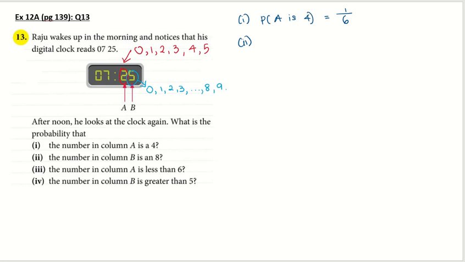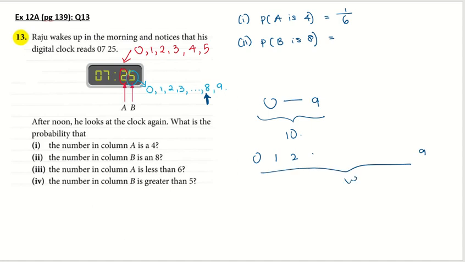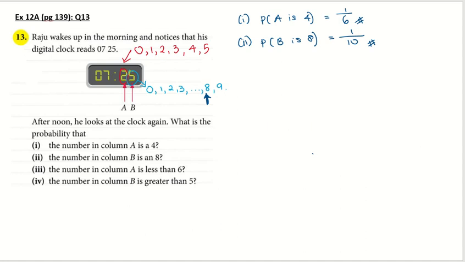So for the probability that column B is an 8, again, I just want one number 8, right? Out of a total of 0 to 9. Between 0 to 9, please take note that this is a total of 10 numbers. 0, 1, 2, 3, 4, 5, 6, 7, 8, 9. There's a total of 10 numbers. So that is 10 possible outcomes. So if I want 8 only, I only want one answer out of a total of 10 possible outcomes. So this is the probability of getting a value of 8 in column B. That's it.